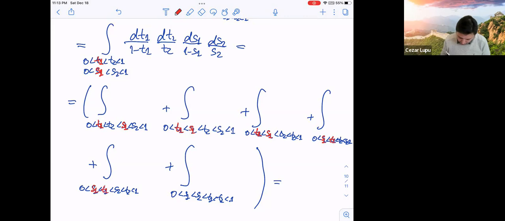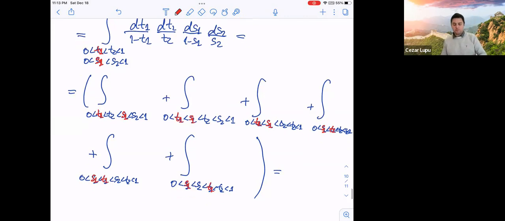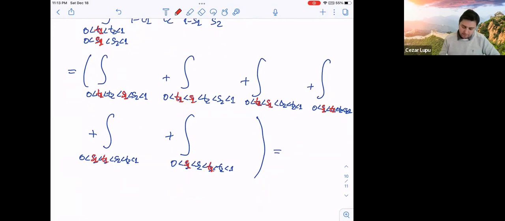S1, T1, and here S1, T1. And let's see how distance apart they are from each other. So the first value here will be zeta of 2, 2. See here, they're not... so it's zeta of 1, 3.